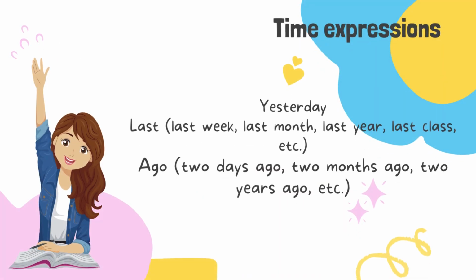And then the time expressions. The time expressions guide us to know when the action takes place. So in this case, the time expressions for the simple past tense are yesterday, last, and we can say, for example, last week, last month, last year, last class, etc. Ago, so we can say 2 days ago, 2 months ago, 2 years ago, etc.